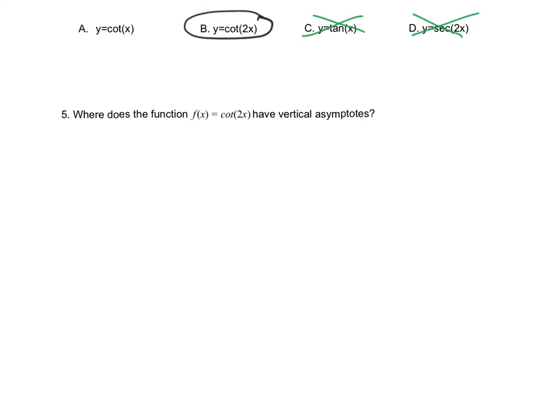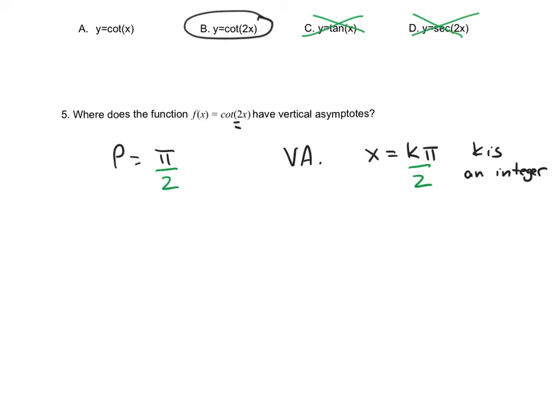Okay, number 5 says, where does this function have vertical asymptotes? So this one has that factor of 2, so that's changing the period and the asymptotes. So recall, for a typical cotangent function, we have a period of pi, and vertical asymptotes for cotangent typically appear at k pi, where k is any integer. So those are always good to know. So when we have this number of 2, we're just going to divide both of these by 2. So my vertical asymptotes will turn out being at k pi over 2, where k is any integer.